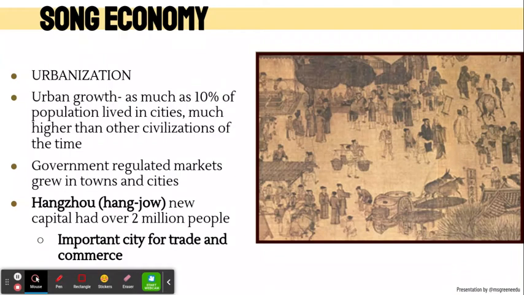The reason that cities are important is that cities are places of business and places of trade. So marketplaces developed in the towns and cities. The government even got involved in regulating the markets that grew. And the Song Dynasty had a new capital, Hangzhou, that had over 2 million people. Again, for today, that's a large city, but it's not unbelievable. But in this time period, that was enormous. And so it became a very important city for trade and for commerce.